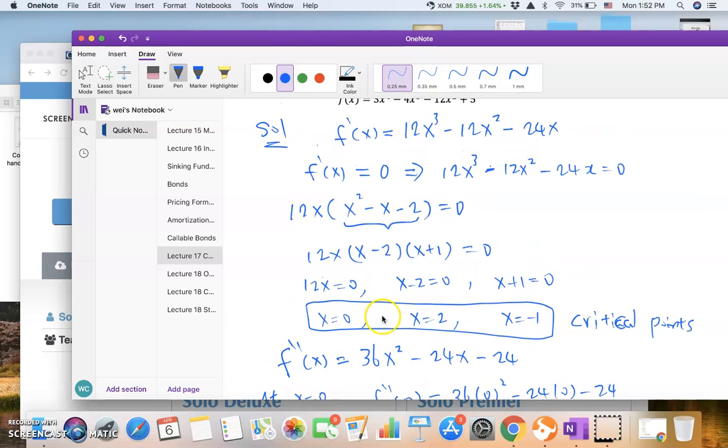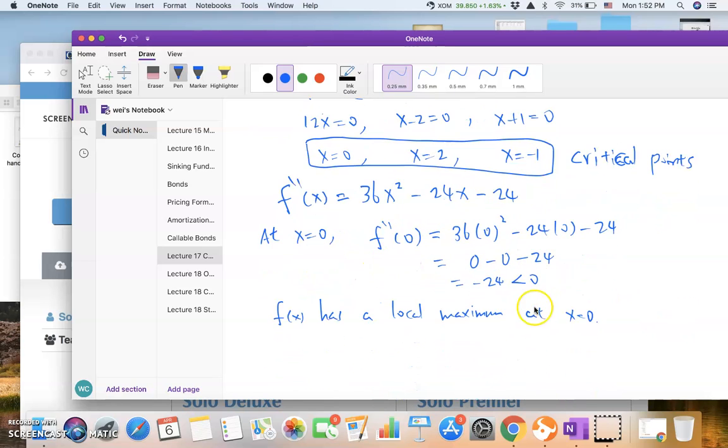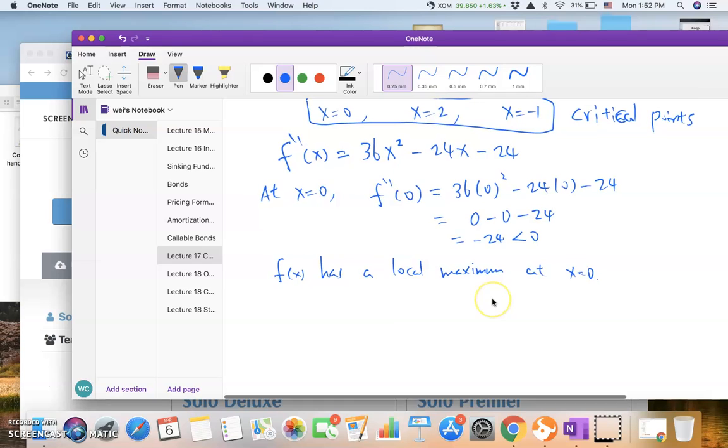Right? Because the first derivative at 0 equals 0, and the second derivative at 0 is negative. So the function is going to have a local maximum. So it looks like this.